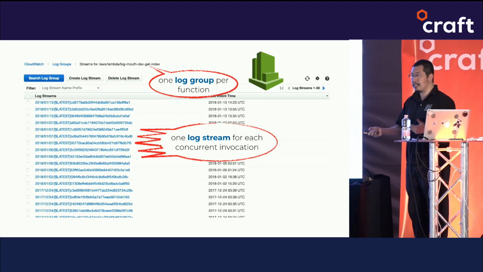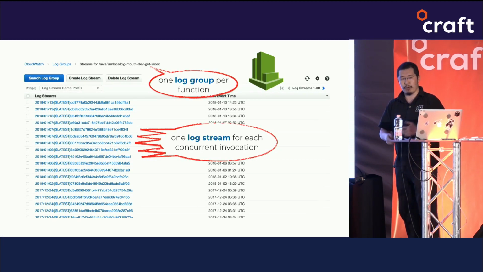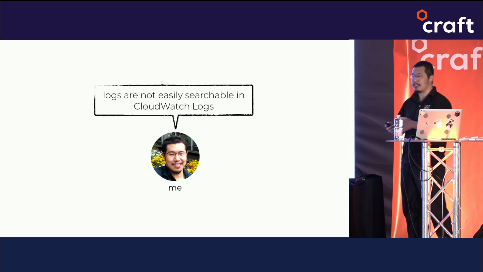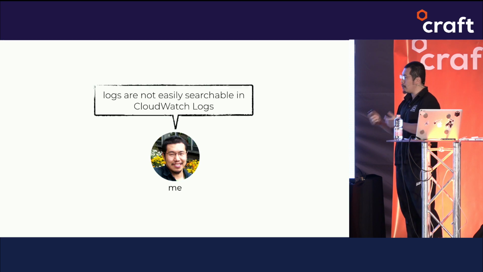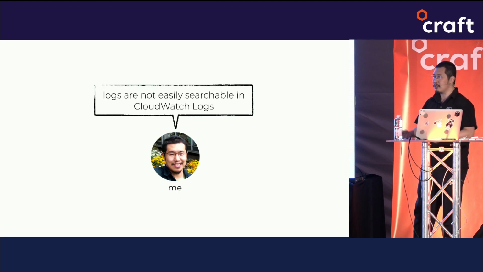So CloudWatch logs is a pretty easy place to have a staging place to collect all of your logs from all of your functions, but it's not very good for searching. In fact, you can't actually search a particular phrase across all the logs for all of your functions. You have to do them one log group at a time, which of course is not going to work when we're going to have hundreds, if not thousands, of functions running in an environment.